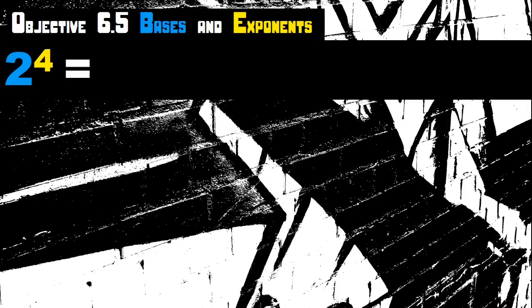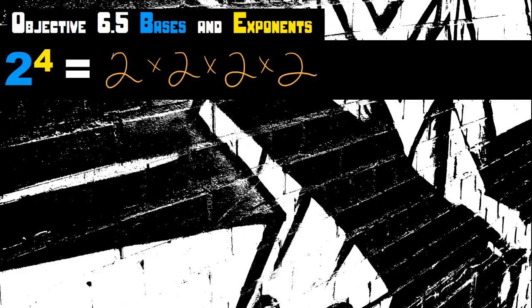So now let's go ahead and try a couple. We have 2 to the fourth power. We write that as 2 times 2 times 2 times 2. When we do all of our calculations, 2 times 2 is 4. 4 times 2 is 8. 8 times 2 gives us a final answer of 16. So we can say 2 to the fourth power is equal to 16.